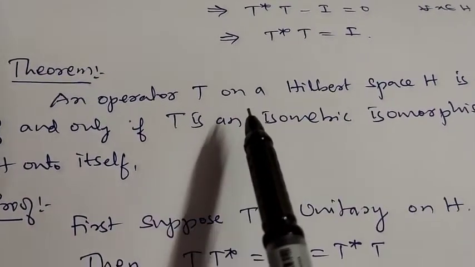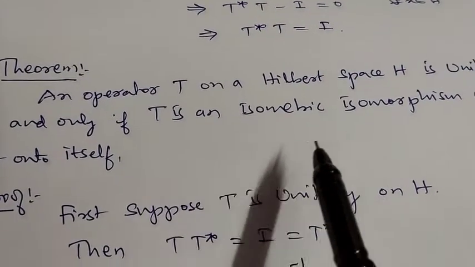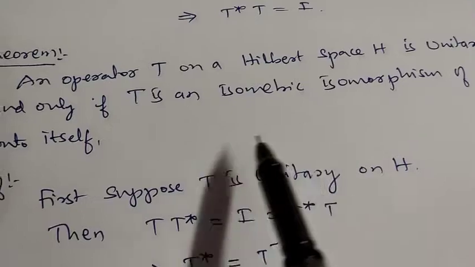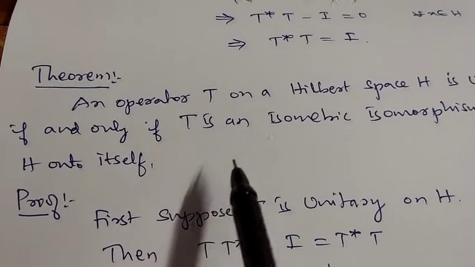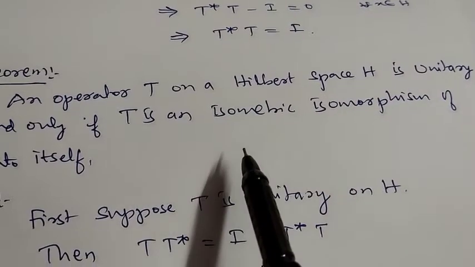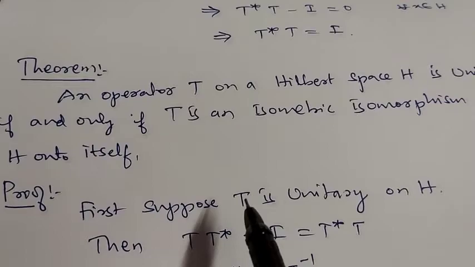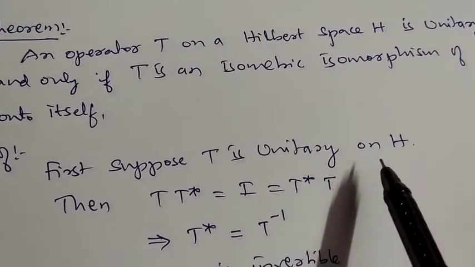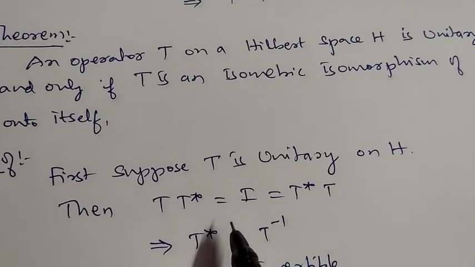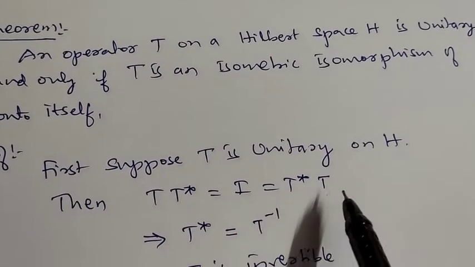An operator T on a Hilbert space H is unitary if and only if T is an isometric isomorphism of H onto itself. First, suppose T is a unitary operator on H. Then by definition of a unitary operator, T T star is I, which is equal to T star T.